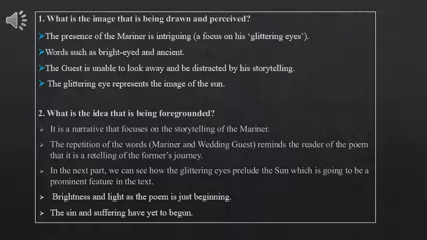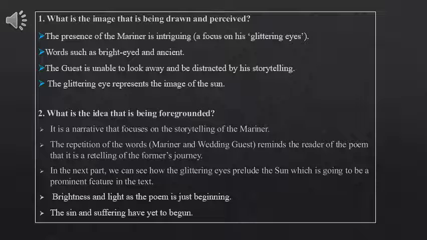As you can see, the phrases the glittering eye and the bright-eyed mariner are mentioned a few times repetitively. So what is the image that is being drawn and perceived? The presence of the mariner is intriguing, and words such as bright eye, ancient and glittering make the guest unable to look away and be distracted. The glittering eye and this brightness actually represent the image of the sun. The image of the sun is still quite a positive aspect in the poem as of now.